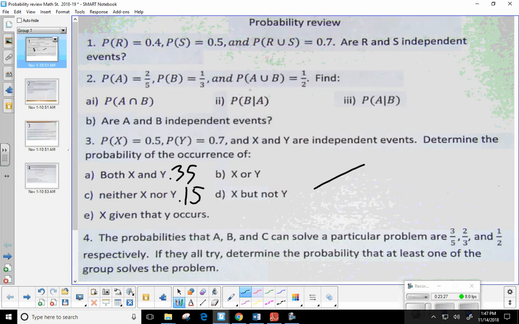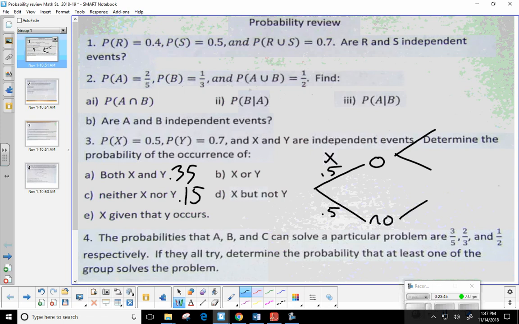So we have X, which either occurs or does not occur. It was a 0.5 that X is going to happen, so that would be a 0.5 that it doesn't. And then off each one of these, we have Y occurring or not occurring. It was 0.7, so he had 0.7, 0.3, 0.7, 0.3.